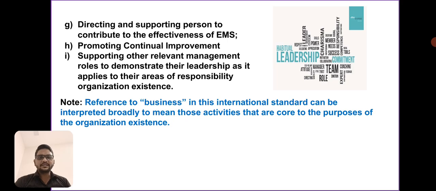Next is promoting continual improvement and supporting other relevant management roles to demonstrate their leadership as it applies to their area of responsibility. Now, reference to business in this international standard can be interpreted broadly to mean those activities that are core to the purpose of the organization's existence.